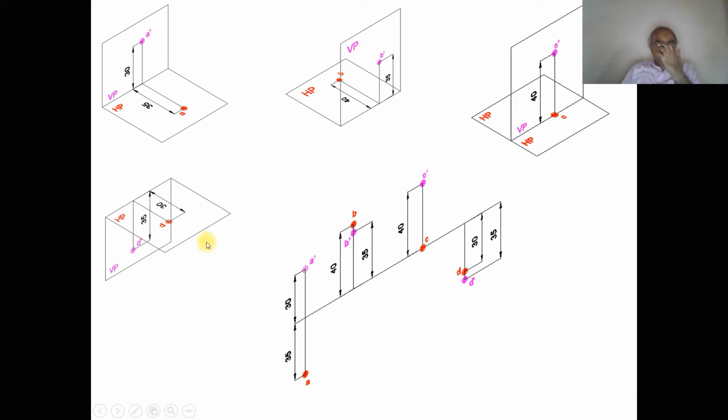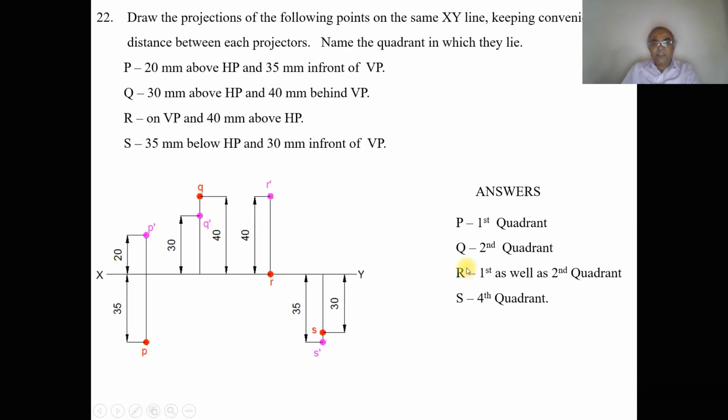Similarly, when you are taking capital D, capital D is below HP and in front of VP. So below HP is seen in VP and in front of VP is seen in HP. So when HP is rotated down, both the front and top views will be below the XY line, which can be shown here. So this is how you will be able to analyze this problem.